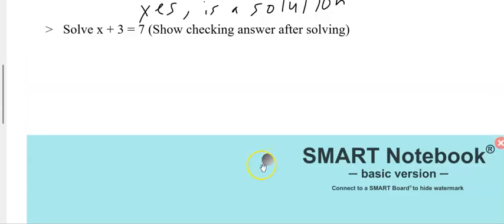All right. Solve x plus 3 equals 7. Now we're going the other way. We don't know what the answer is. We need to solve it, and then show checking the answer after solving. We always want to do this. The beautiful thing about algebra is you can know whether you got it right or not.